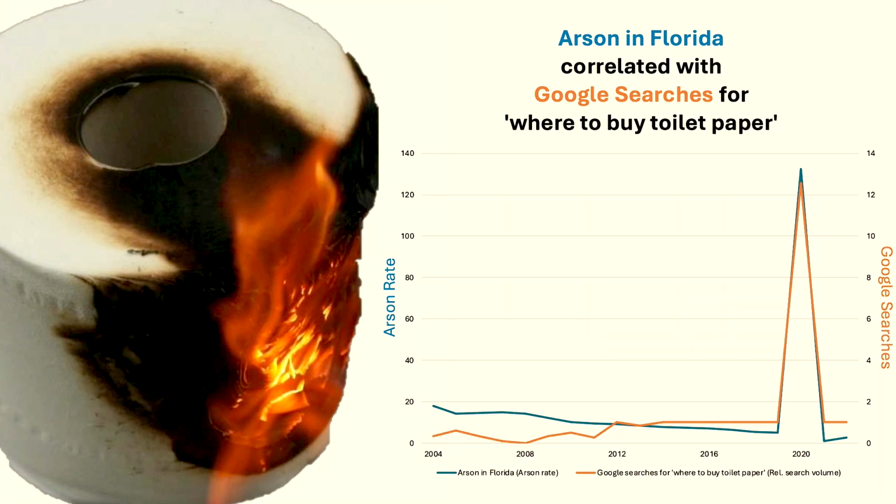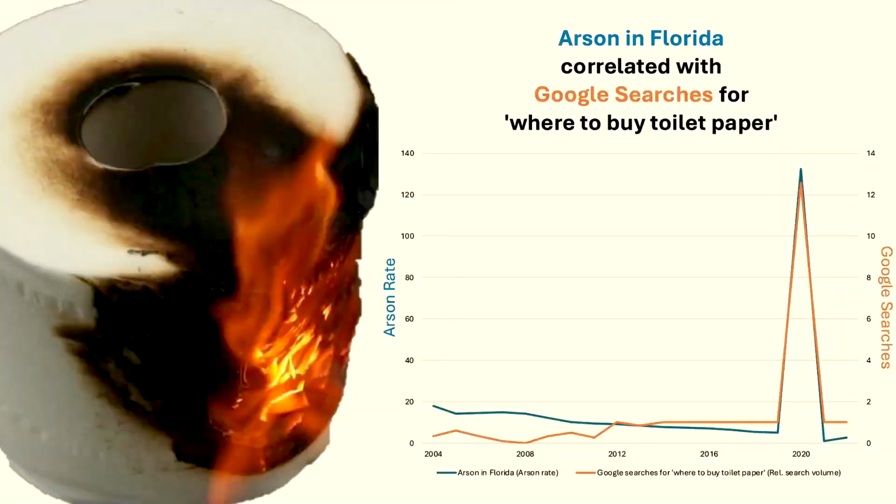So again, if we come back to the slide when we talk about statistical comparison, this is the way to go, right? Truth be told, I did take that data from a website that's all about spurious connections or spurious conclusions. It's kind of implying that arson went up at the same time people were wondering where to buy toilet paper. Jeez. So, causation and correlation.